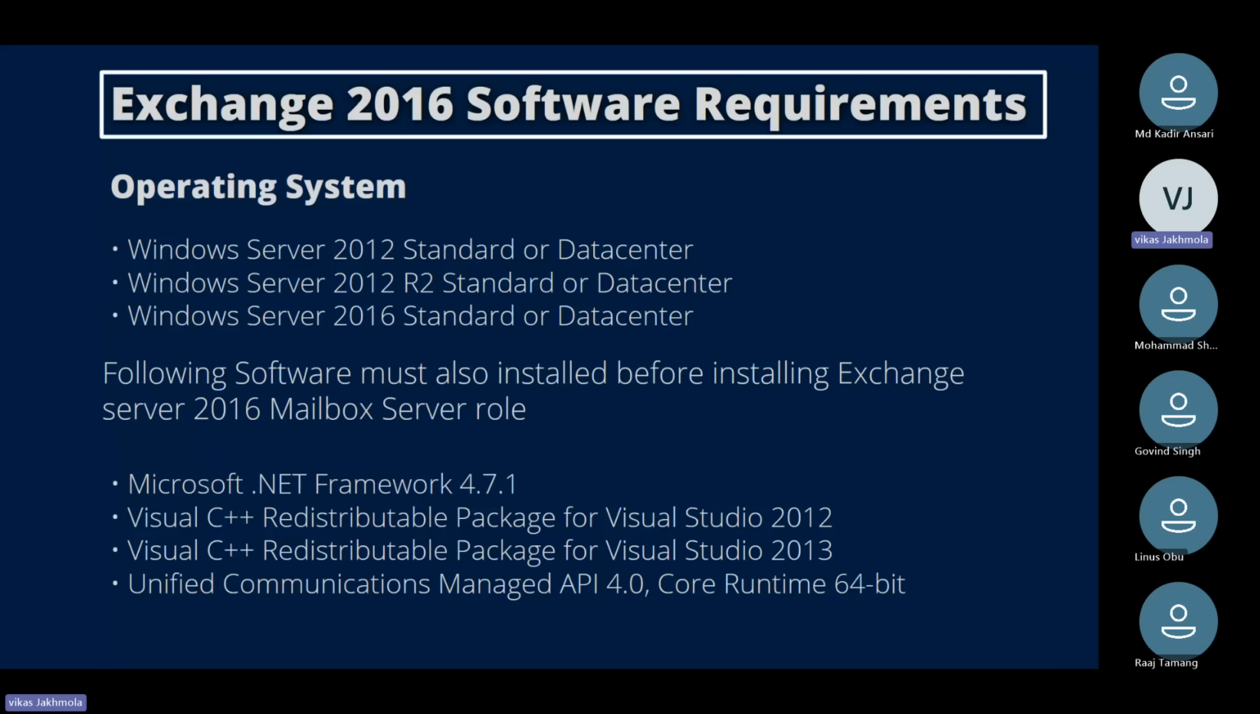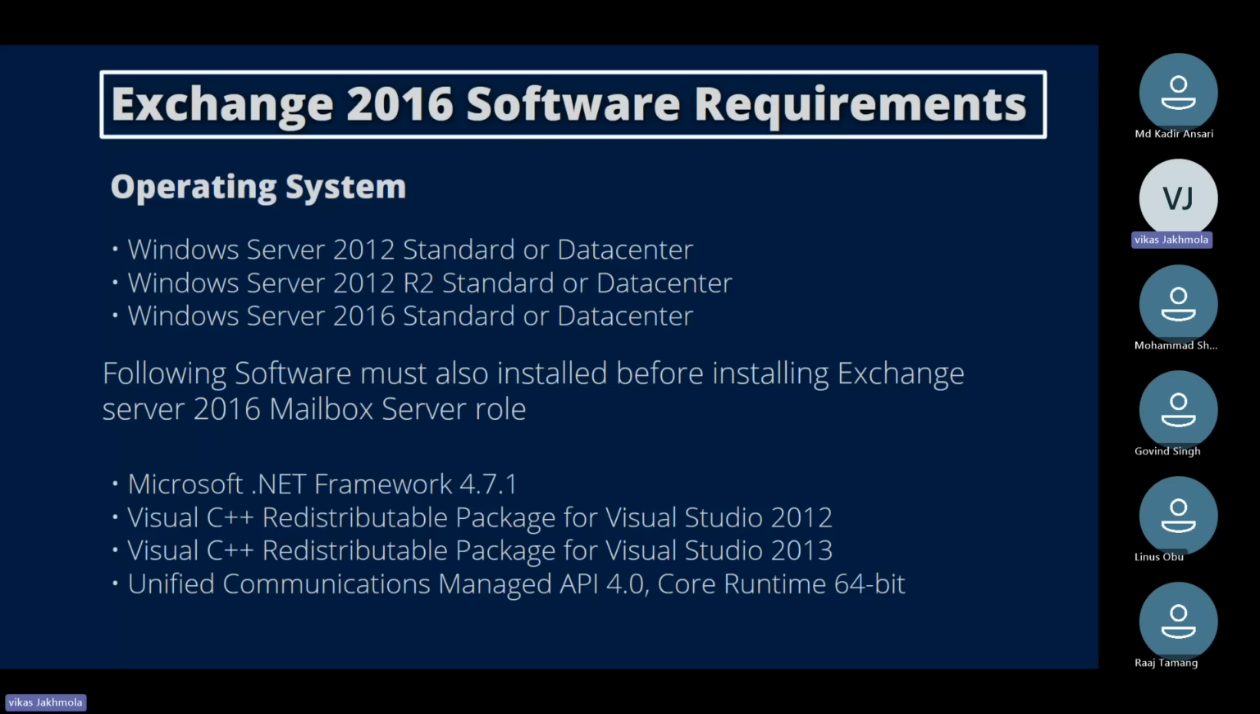So Windows Server 2012 Standard or Datacenter, or 2012 R2 Datacenter or Standard edition, or Windows Server 2016 Standard or Datacenter edition. You can install Exchange 2016 on these operating systems. Along with this, you should have the following software: Microsoft .NET 4.7.1, Visual C++ Redistributable Package for 2012 and 2013, and Unified Communications Managed API. Earlier, these were the only requirements. If you are trying to install Exchange 2016 today, you also need IIS URL Rewrite.